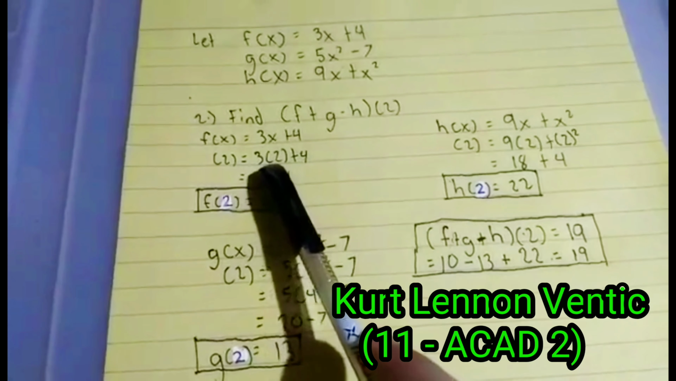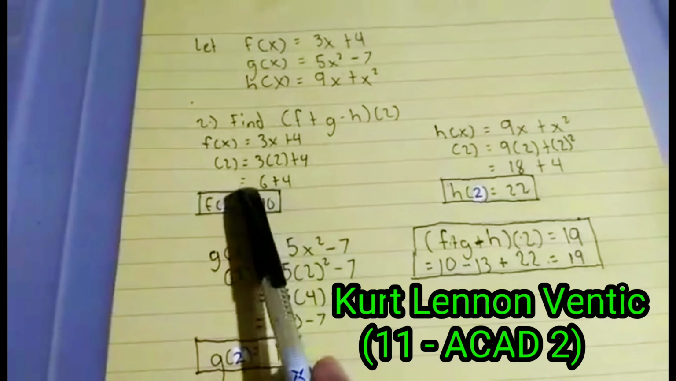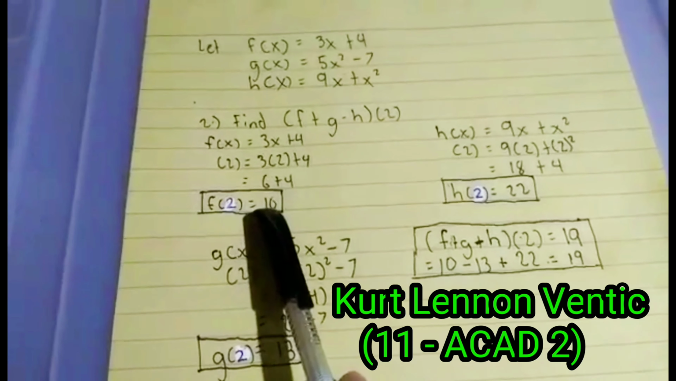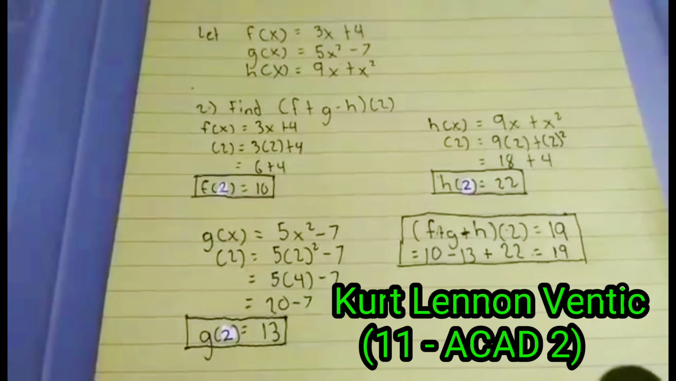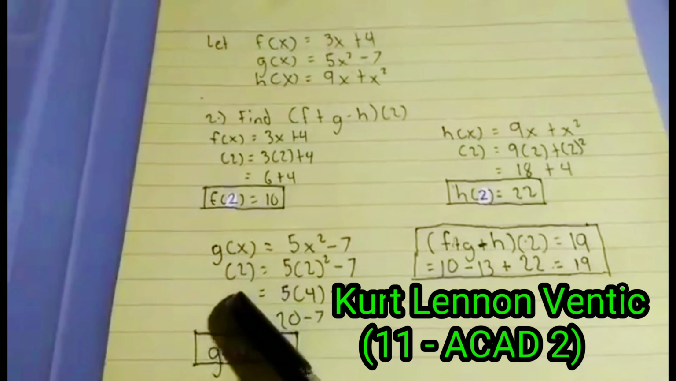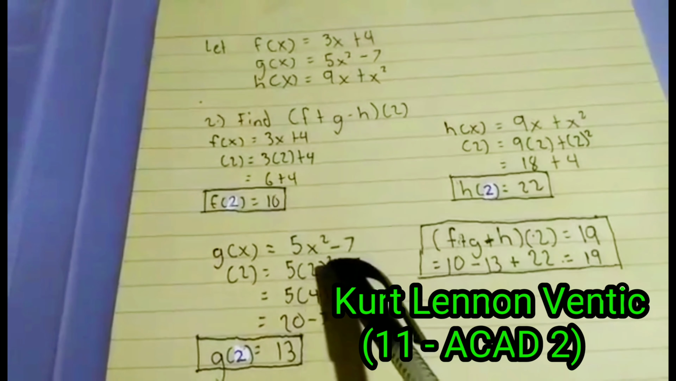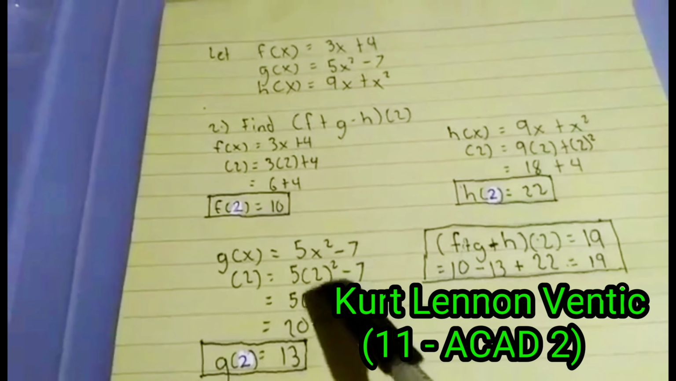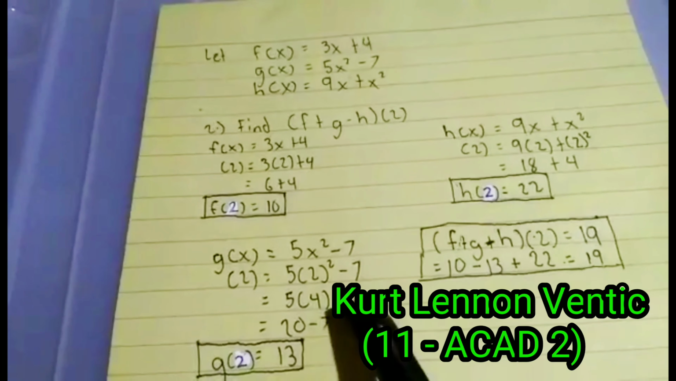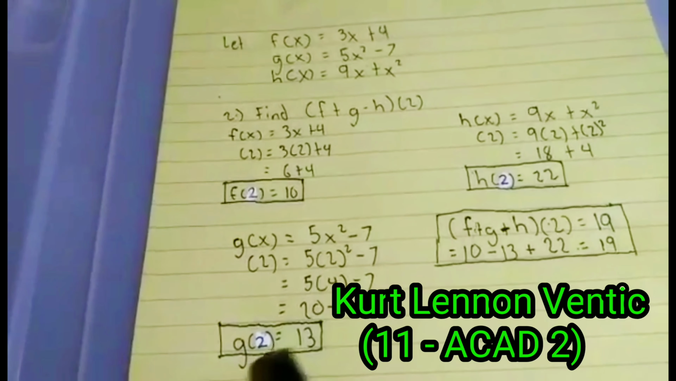So, 3 times 2 plus 4. Next is equal to 6 plus 4. Then, f of 2 is equal to 10. Next is g. g of x is equal to 5x squared minus 7. So, I change the value of x to 2. So, 5 multiplied by 2 squared minus 7. So, I squared it. So, 5 multiplied by 4 minus 7. So, 20 minus 7 is equal to 13.